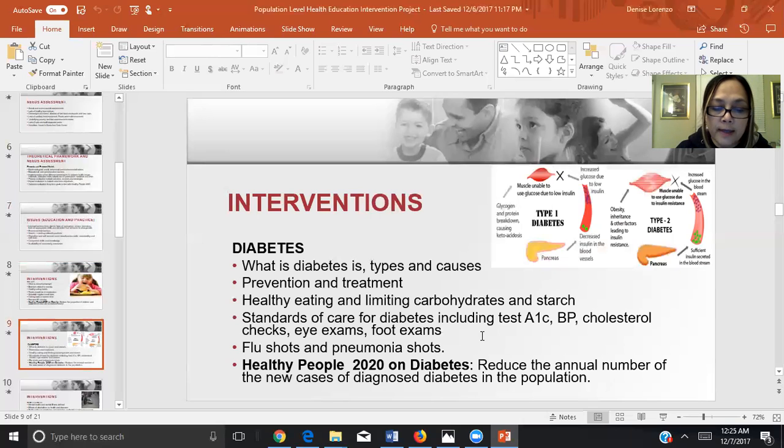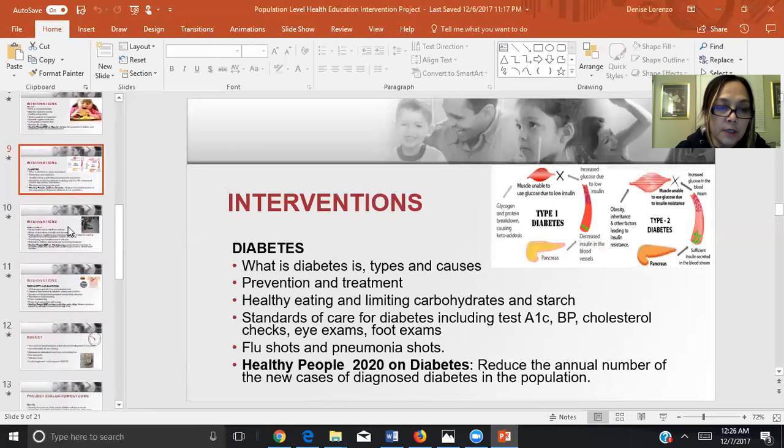There was question and answer, and handouts were given out. The use of an interpreter was included, and this intervention met the guidelines of Healthy People 2020 on diabetes, reducing the annual number of new cases of undiagnosed diabetes in the population.